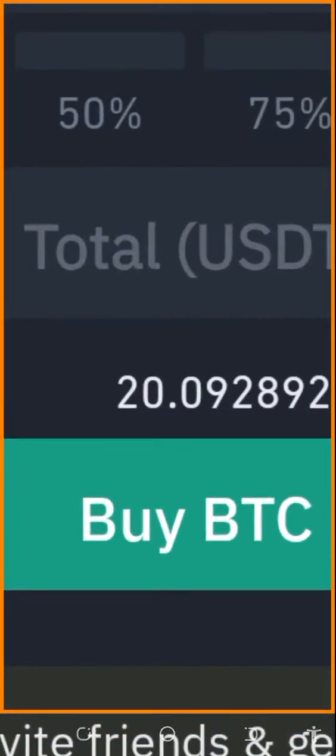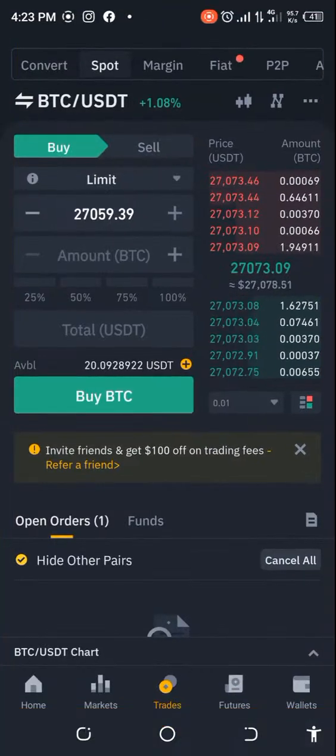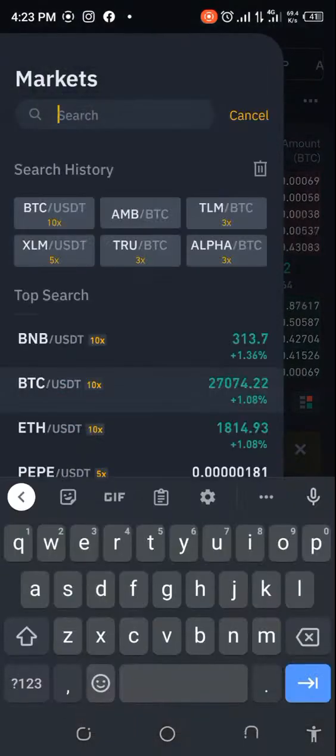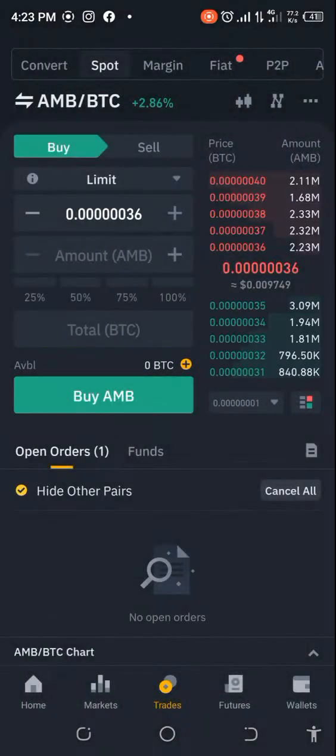We've got 20.09. Remember that this was supposed to be an inter-exchange arbitrage, right? And what stopped us from going on? We didn't get to buy AMB with BTC. We were stuck, and then the price started going up. Let me show you. The price started going up. That was the reason why we were supposed to buy it at 0.000035, and now it has been stuck at 36.